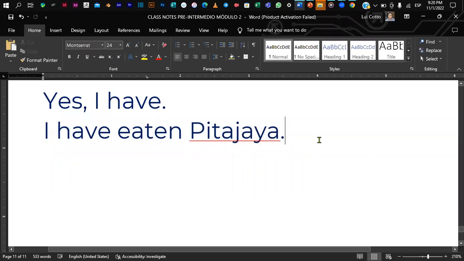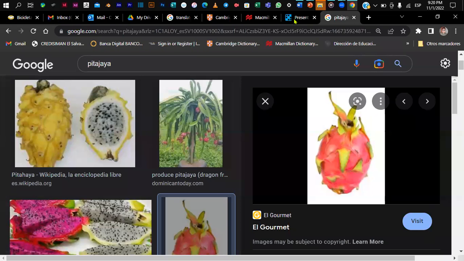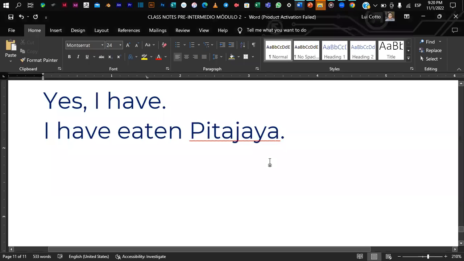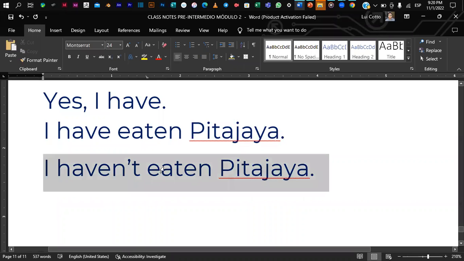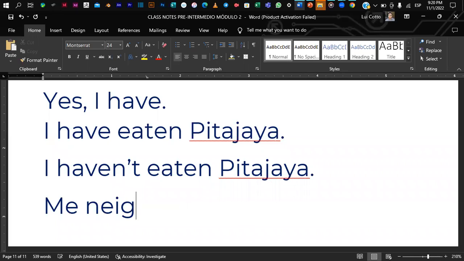I have eaten pitahaya, but I haven't. I haven't eaten. In my case, I haven't eaten pitahaya. Me too. Me neither. Si alguien dice una sentence en negative, I haven't eaten pitahaya. Sounds weird. Okay, when someone says something in negative, you can answer me neither.